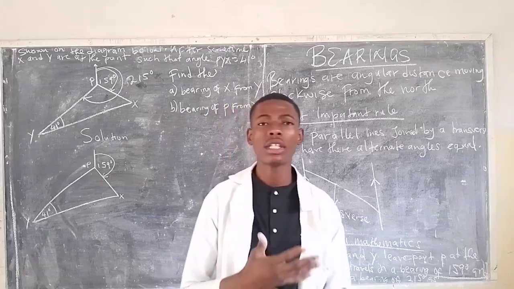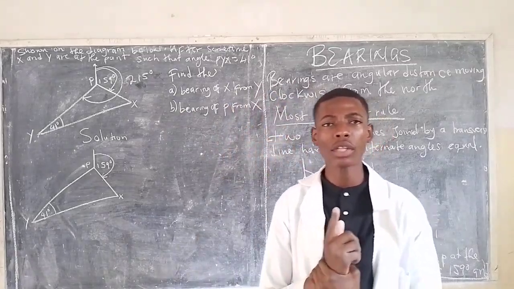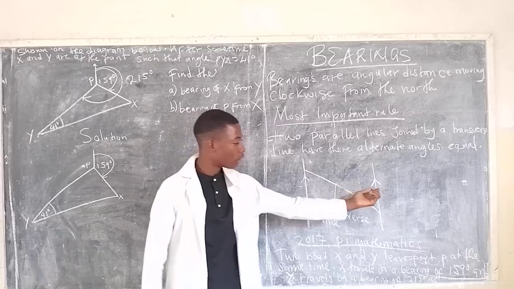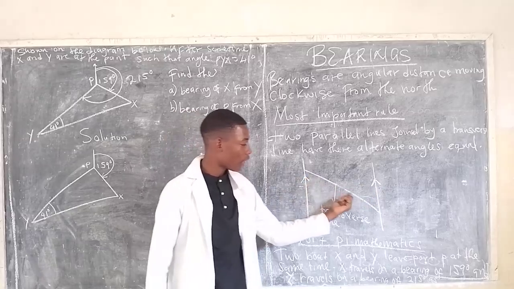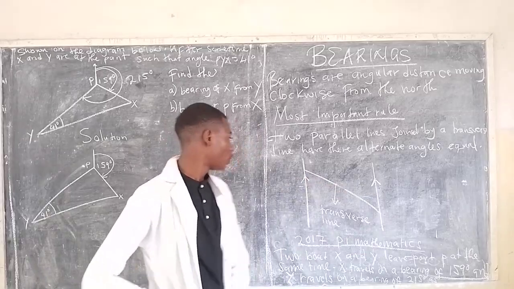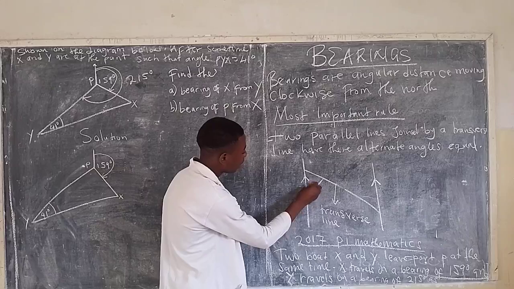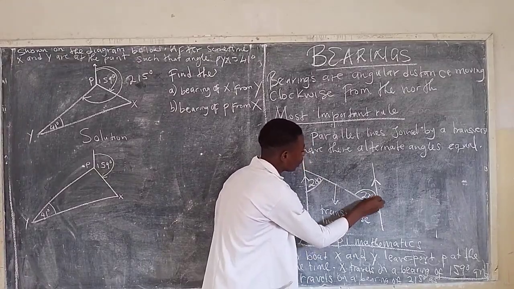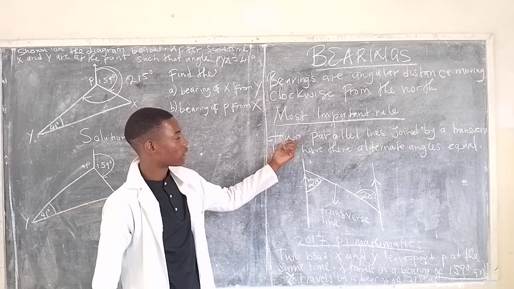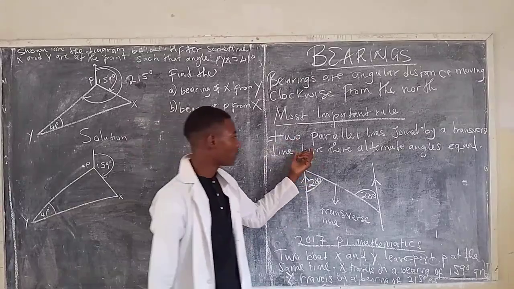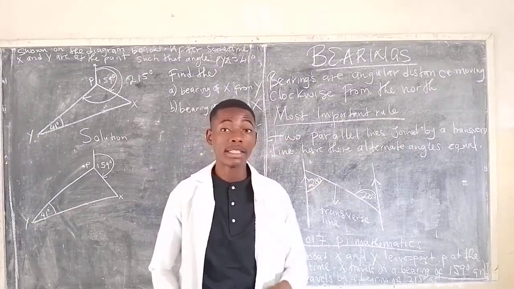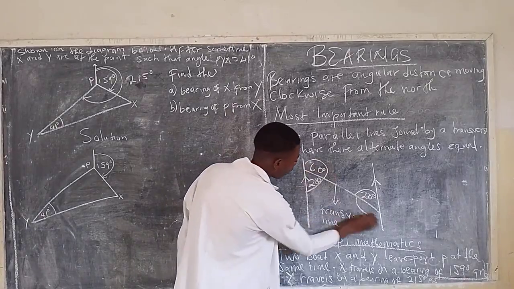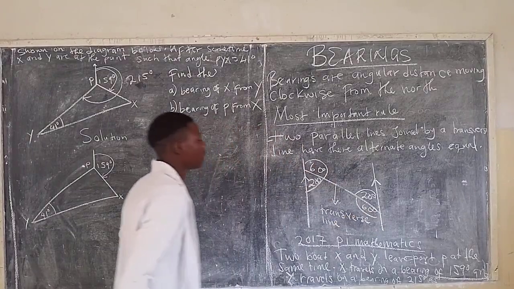Now when answering questions dealing with bearings, there is only one important rule that you must know. That is when you have these two parallel lines, and we also have a transverse line. If we have an angle here, let's say 20 degrees, automatically there is going to be 20 degrees here, which is the rule which says that two parallel lines joined by a transverse line have their alternate angles being equal. So if we have 60 degrees here, we will also have 60 degrees there.